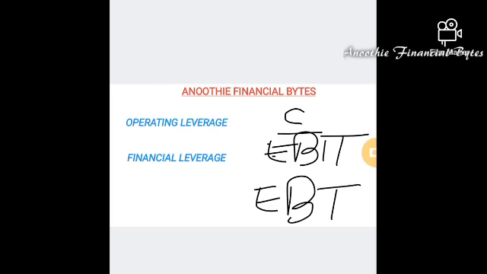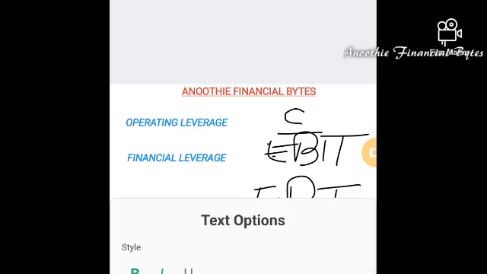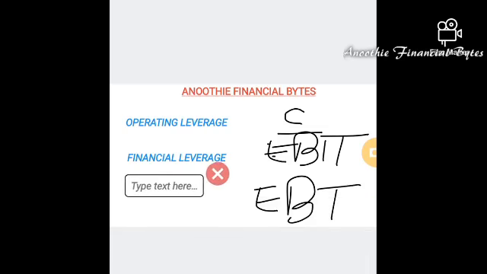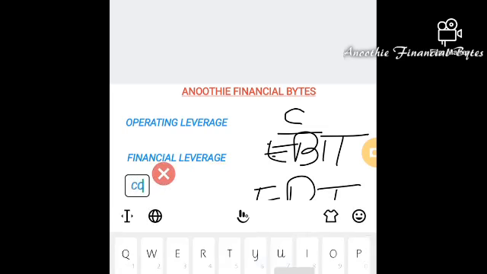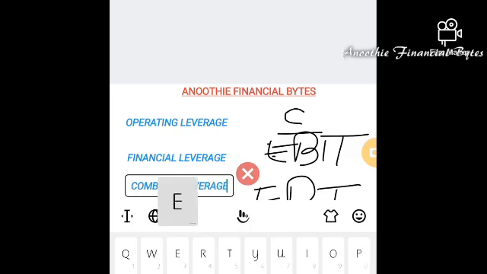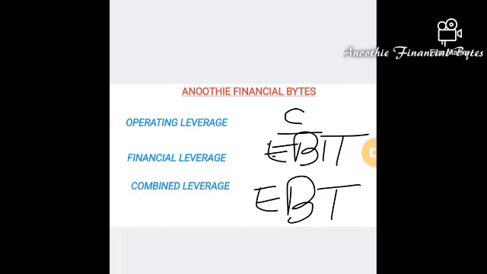Then after this, I'll tell you what combined leverage is, because in some cases the operating leverage is low and the financial leverage is high. I'll tell you what that means. You can check that by finding out the combined leverage. So combined leverage equals financial leverage into operating leverage.